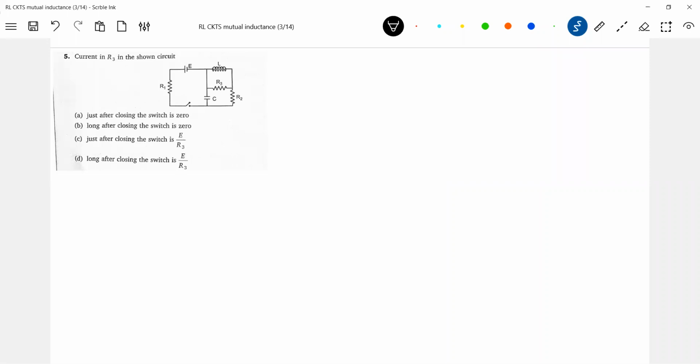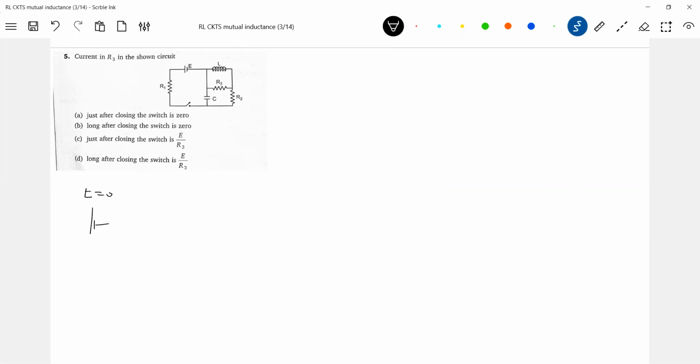Just after closing the switch, just after opening the switch. I think we have to really make out this problem. Just after closing the switch versus long after closing the switch: t equal to 0, t equal to infinity is what it is asking. So first, let's go for just after closing the switch.